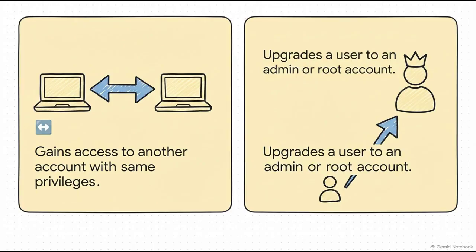Now listen up, because this is a classic CEH exam trap. You have to know the difference between horizontal and vertical escalation. Horizontal escalation is simply moving sideways. You are user A and you figure out how to hack into user B's account. You both have the same low-level permissions, you're just wearing a different disguise. Vertical escalation, though, that's moving upwards. That is taking your low-level account, exploiting a flaw, and upgrading yourself to an administrator or root account. That's the one that gives you total, undisputed system control.